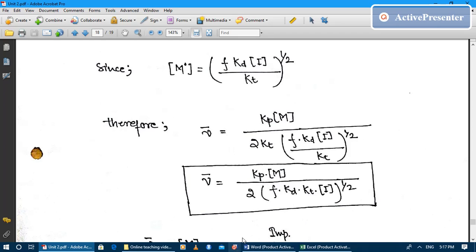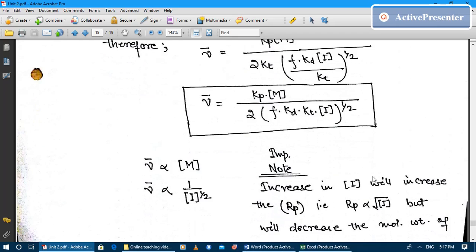Okay, and what we can conclude from this equation is that the average kinetic chain length, nu bar, is directly proportional to the concentration of the monomer, and it is inversely proportional to the square root of the concentration of initiator.